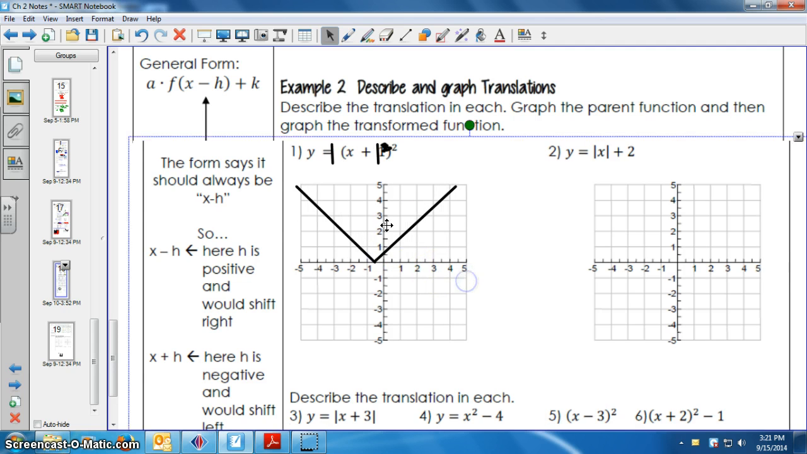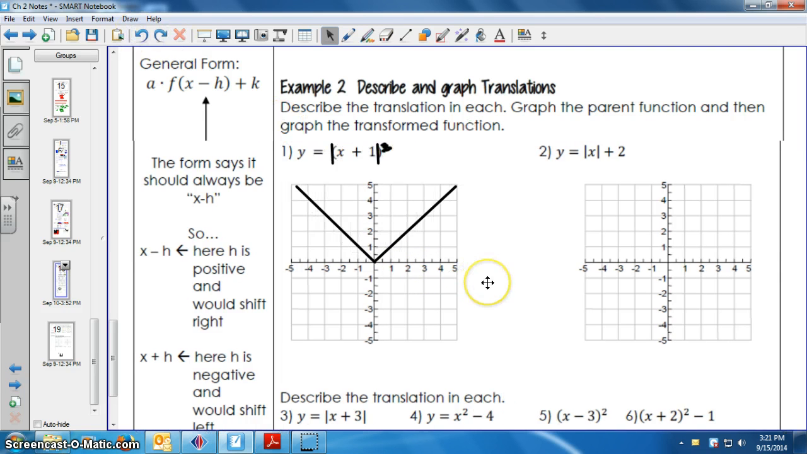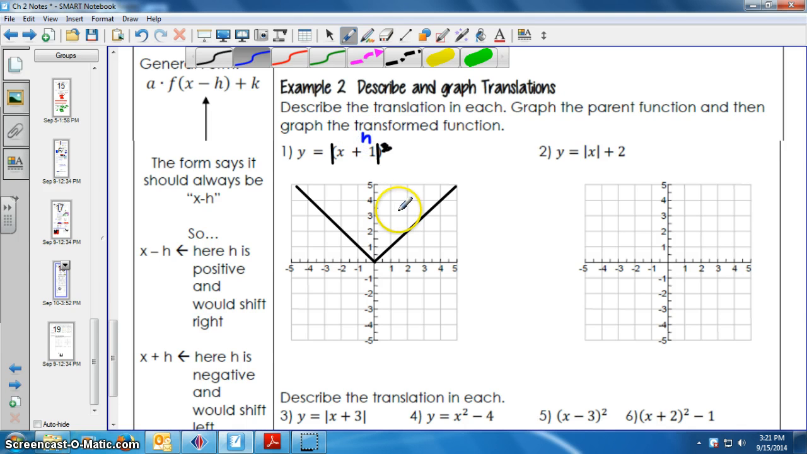So there's our original parent function. Now we're going to go ahead and graph this transformation. So remember, when something's on the inside, that's horizontal. That's H. The other thing we need to remember is that since there's a subtraction, it's always in that form with a minus sign, we want to think opposite. Opposite thinking when it's on the inside.